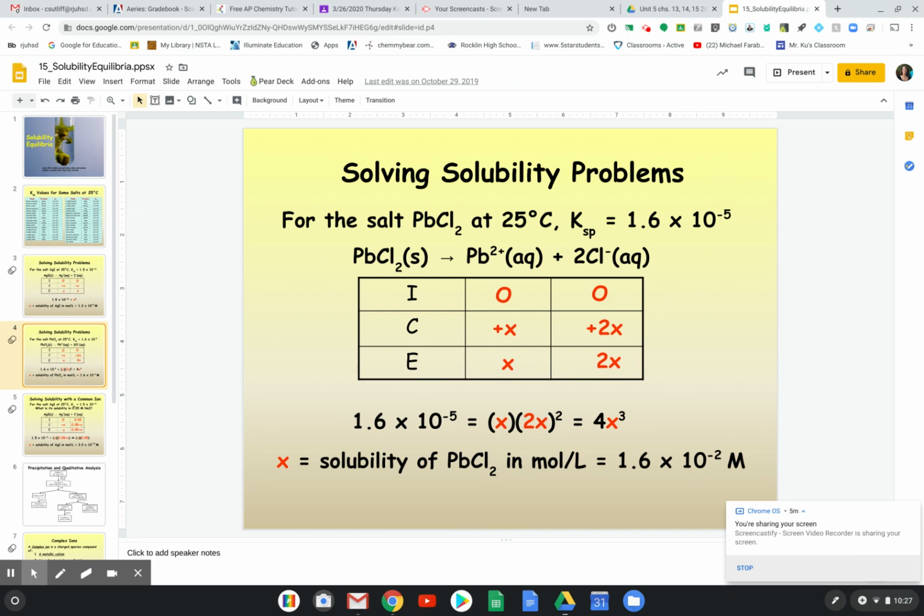So 2x squared gives you 4x squared, times x gives you 4x cubed. You divide both sides by 4, and you would need to use the button on your calculator that gives you the cube root, because you need to take the cube root of this, and you would then find out what x is, and then you could double that amount to find what 2x is for the chloride ion.